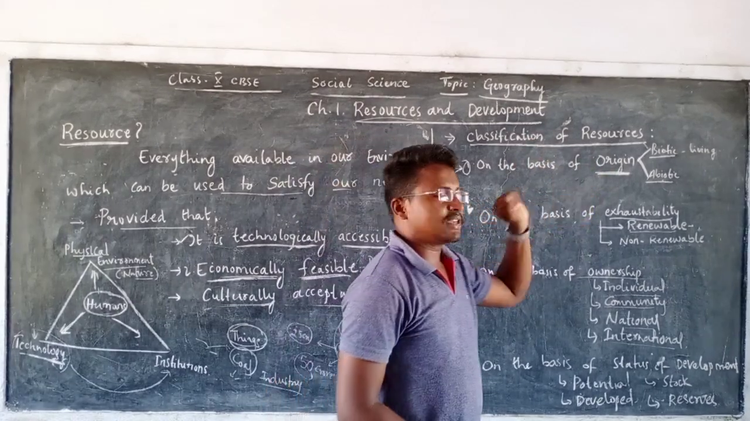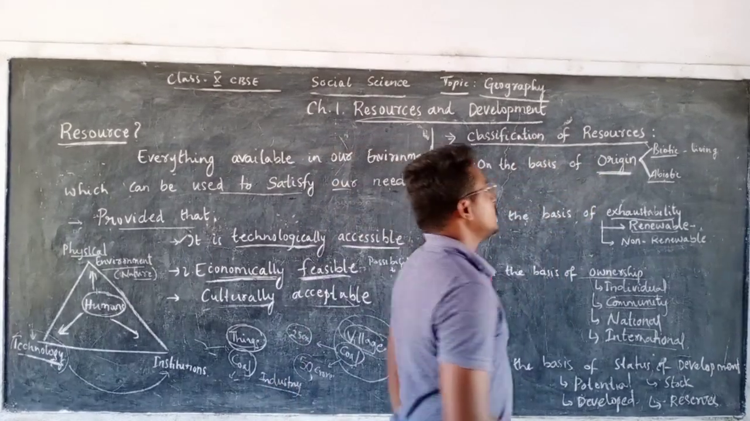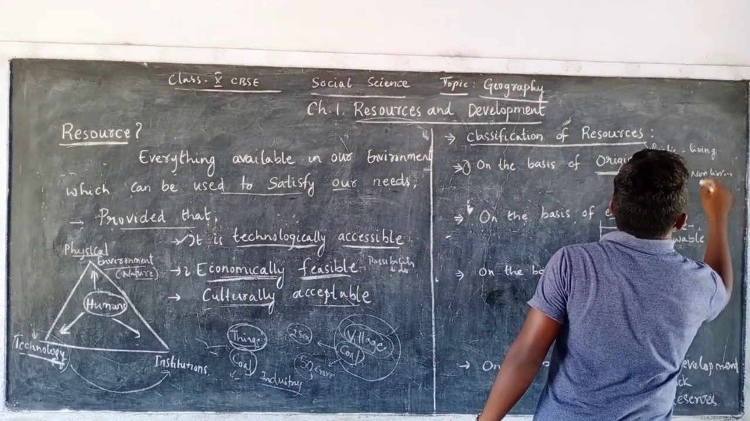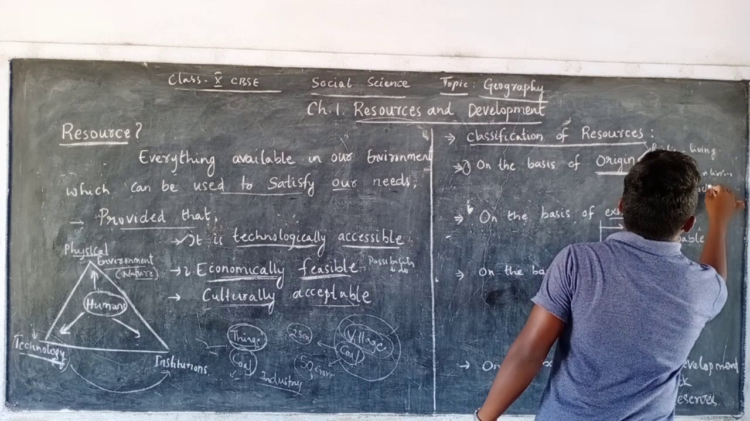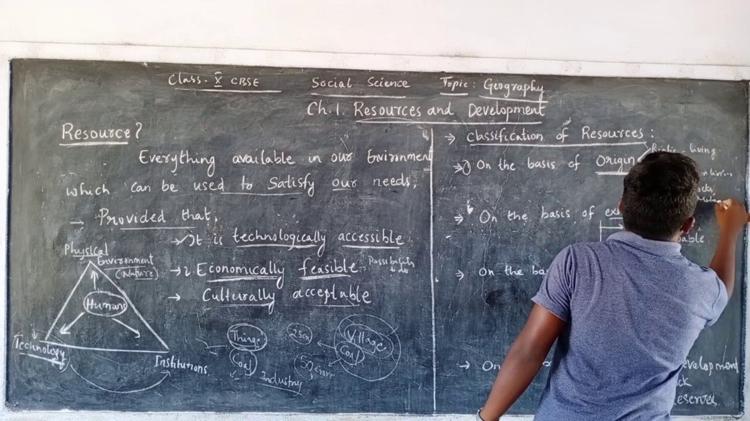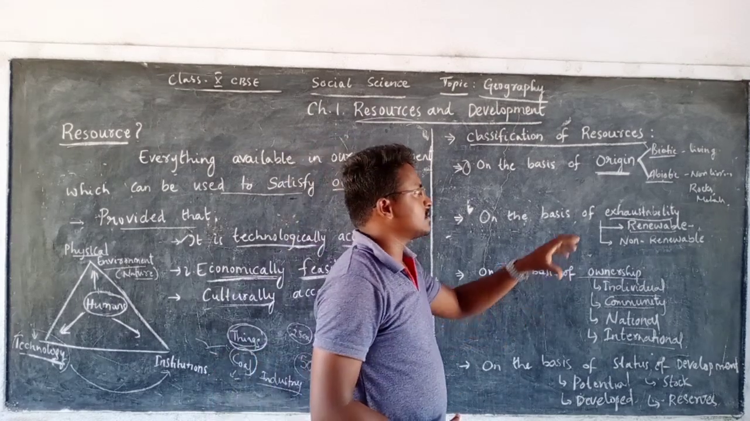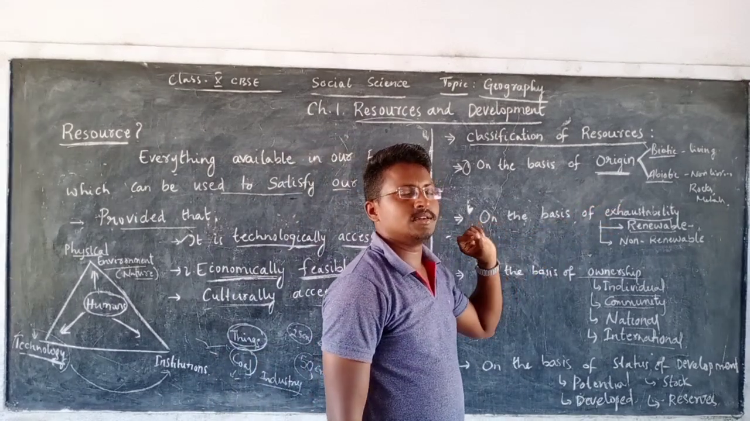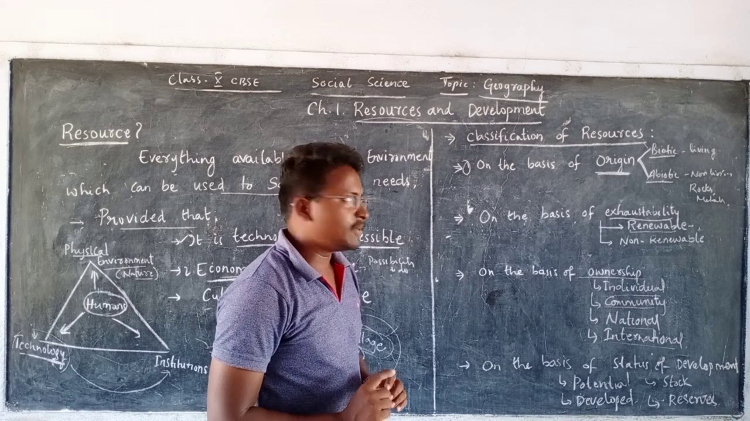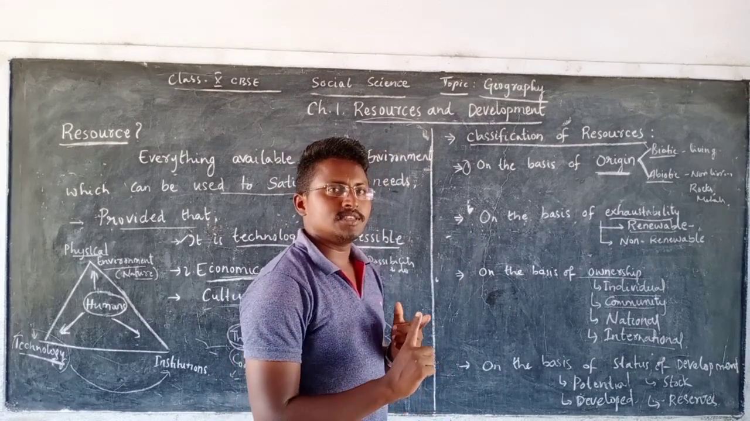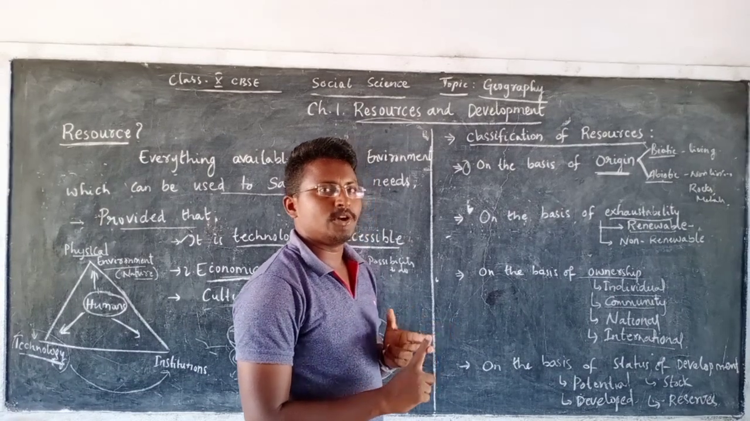Abiotic resources means non-living resources. Examples are rocks, metals, or other minerals. All these things we call abiotic resources. So on the basis of origin, resources are classified into two things: one is biotic, the second one is abiotic.